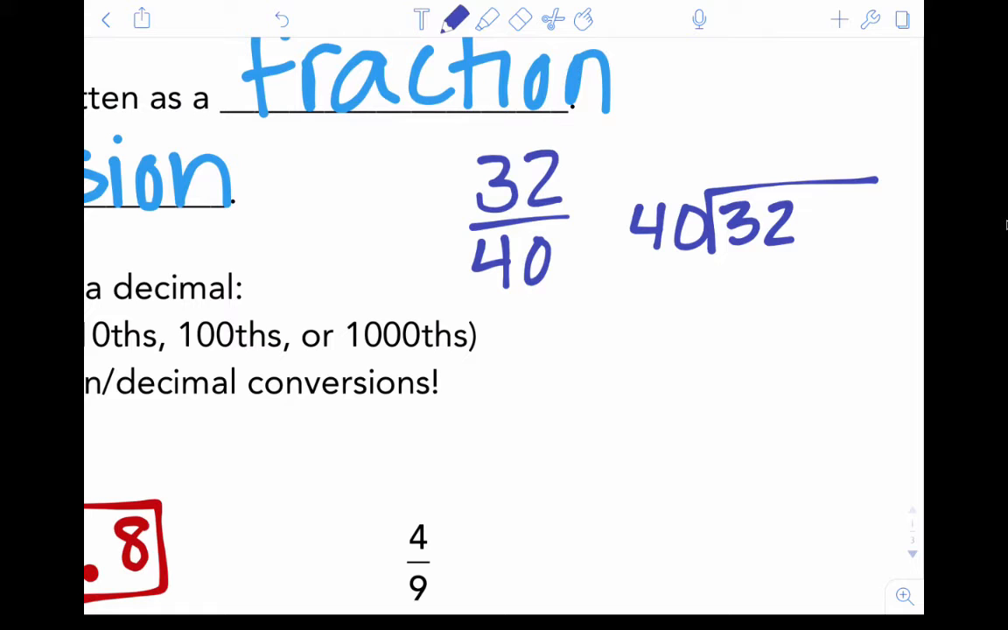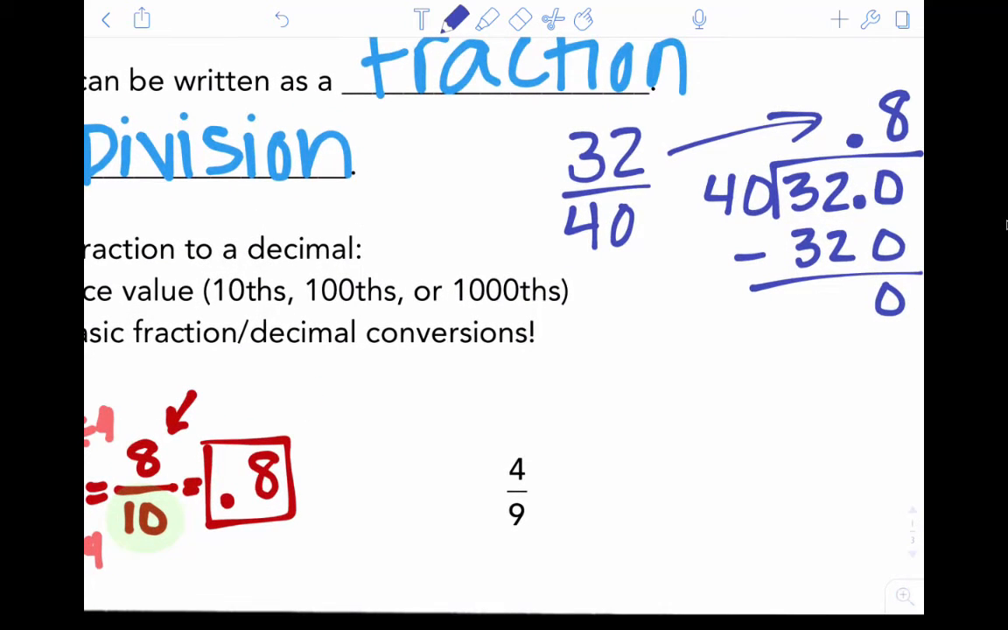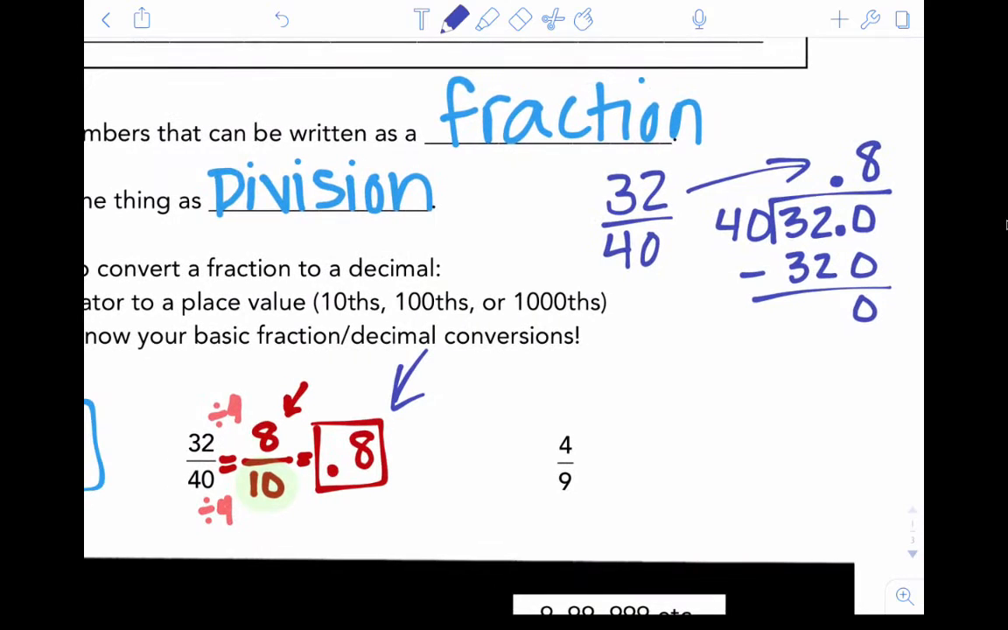Now when I work this out, 40 cannot go into 32, so I have to add a decimal. When I do that, I must line it up here, and add a 0. 40 goes into 320 8 times. 8 times 40 is 320. So I'm going to subtract to see that there's 0 left over, so I'm done with this problem. So 32 over 40 is the same thing as 0.8, which is what we got down here in this example as well.